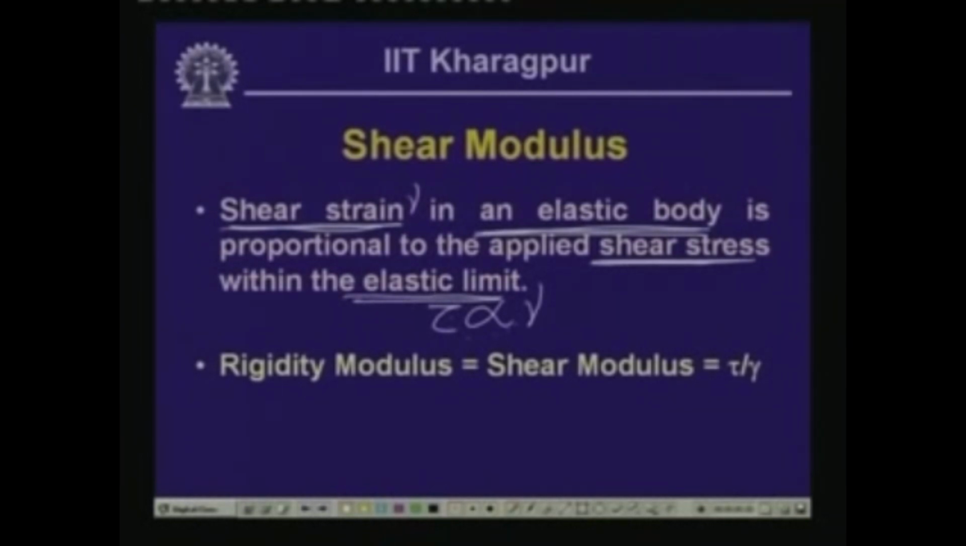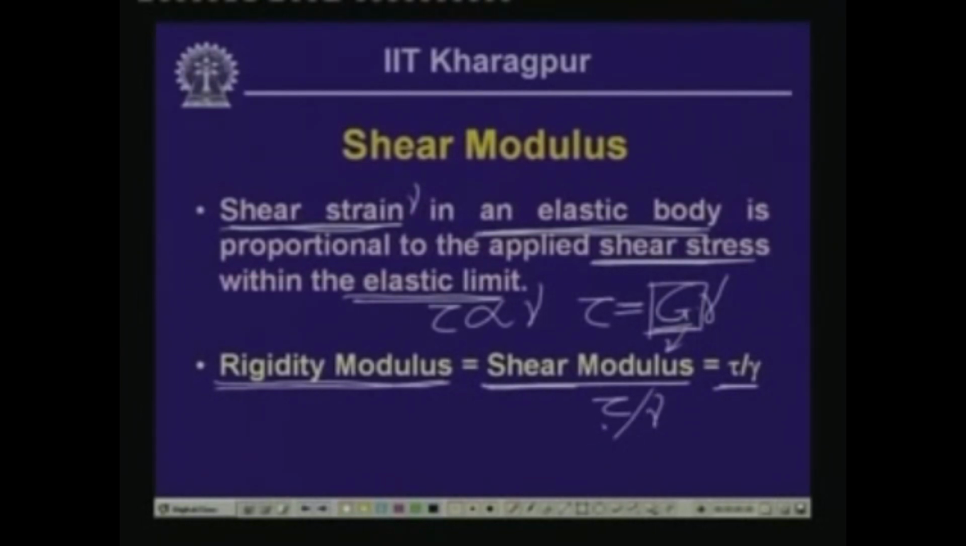And thereby, if we remove the proportionality sign, we can say tau is equal to G gamma, and this proportionality constant G is commonly known as the shear modulus, or many a time we call it the rigidity modulus. So, G, the shear modulus, is equal to tau divided by gamma. So, the shearing stress divided by the shearing strain gives us the shear modulus G.